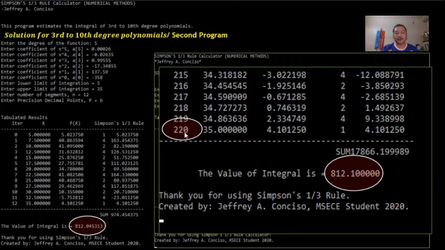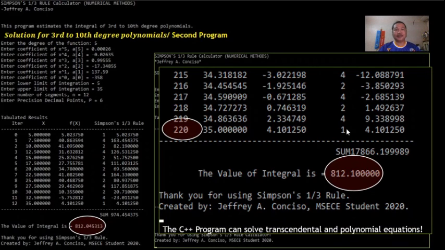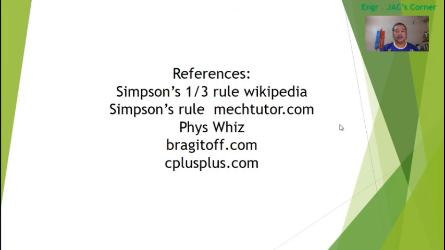Okay, if we set the number of segments to 220, then we will achieve the exact value of 812.1. Even if we increase to more than 220, the value of integration is always 812.1. Okay, which means that the larger the number of segments, the more accurate the result is. Therefore, the C++ program can solve transcendental and polynomial equations. The references are Wikipedia, MacTutor.com, Fizzwiz, Bragitoff.com, and C++.com.